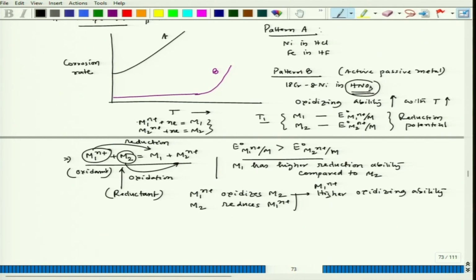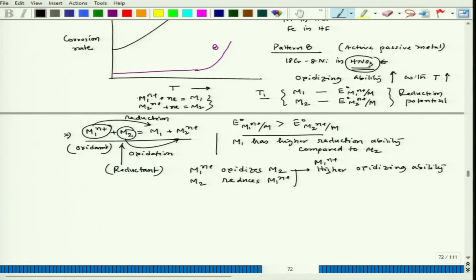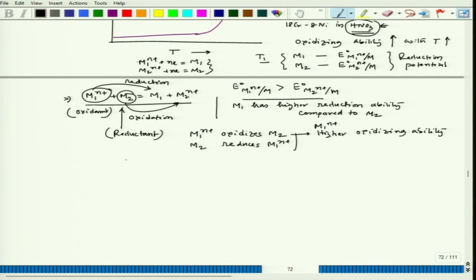Oxidizing ability means it can oxidize another metal with a lower reduction potential. So, here oxidizing ability means that this particular acid is a very strong oxidant, and all the oxidants have the ability to oxidize other metals. Okay. That is what exactly happens here. So, what happens as per mixed potential theory for active passive metal, I can have a plot like this.